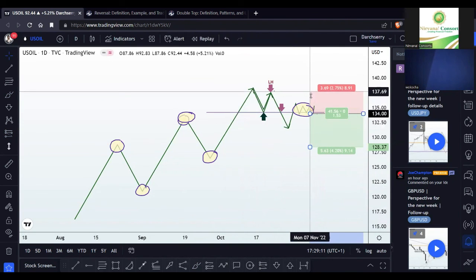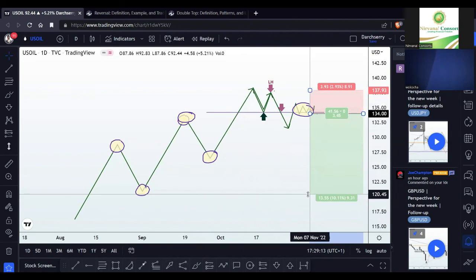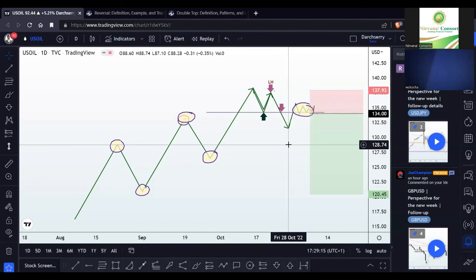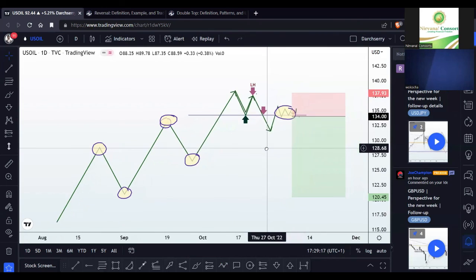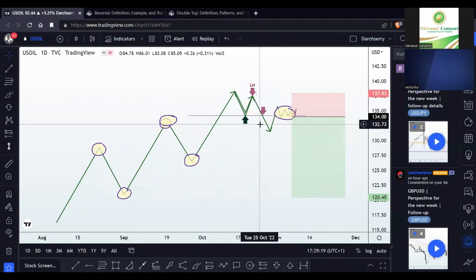So that is how I identify selling opportunities when we see reversal structures like this.